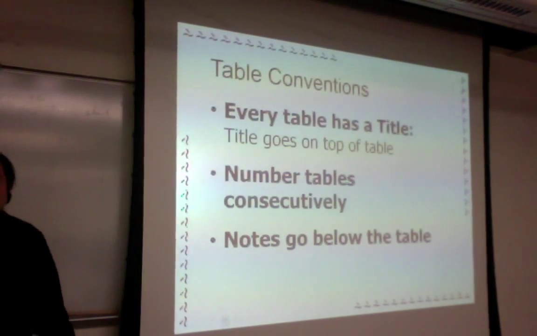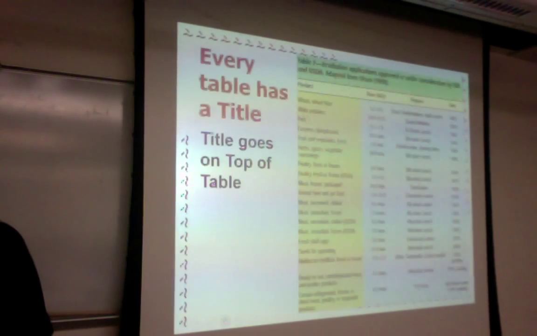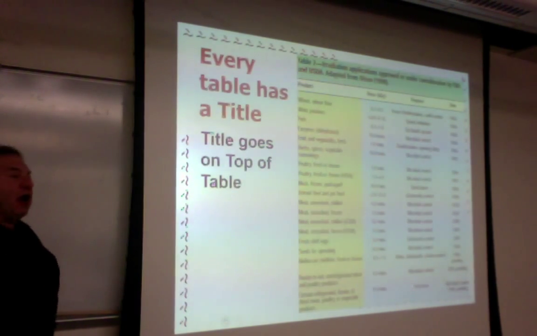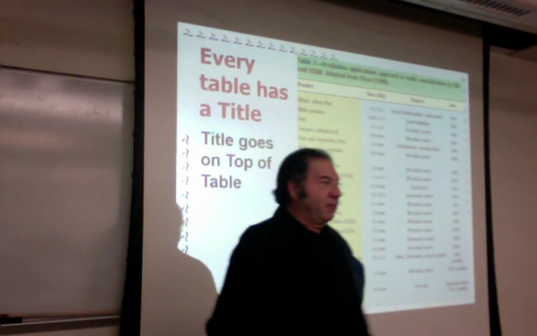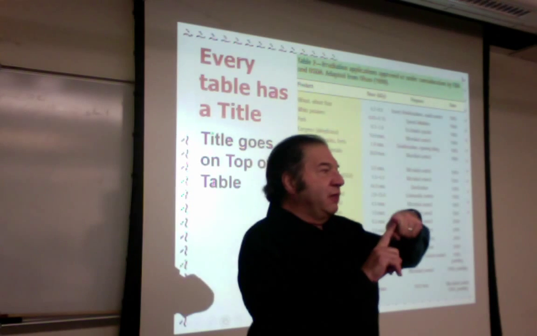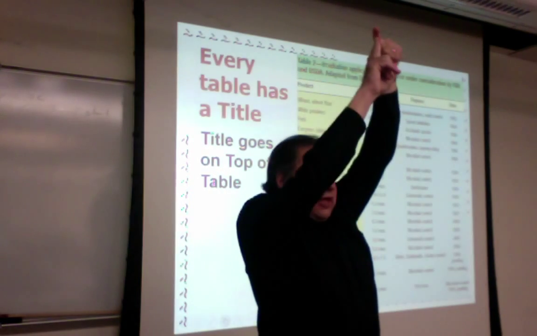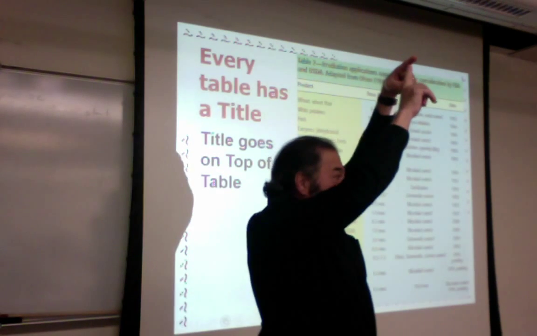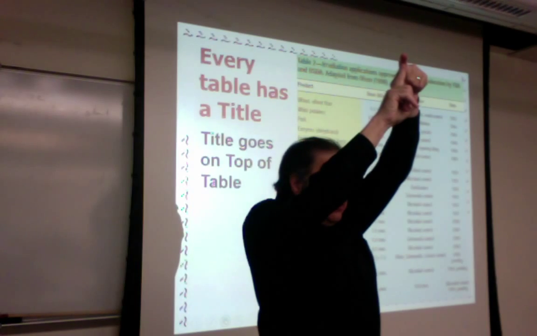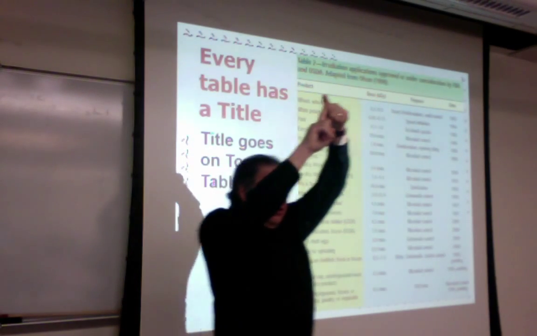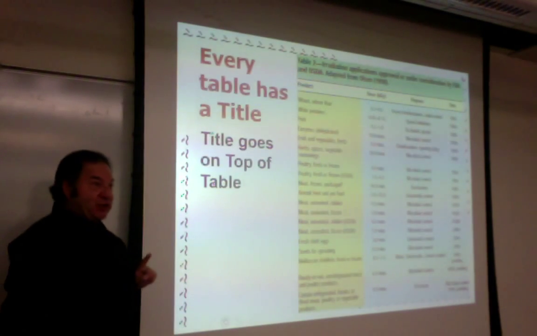Three conventions that you need to know about. The first one is very difficult for students to remember. The title of a table goes on the top. The title of a table goes on the top. Where do you put the title of a table? On top. Good, I think 3 times should do it. With most undergrads, 3 times is the magic number.